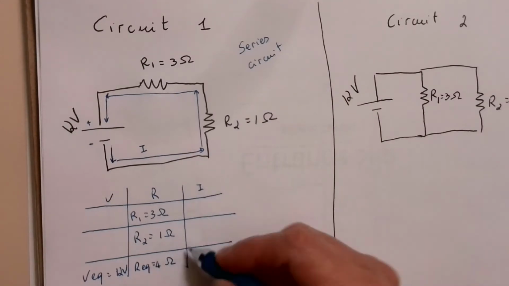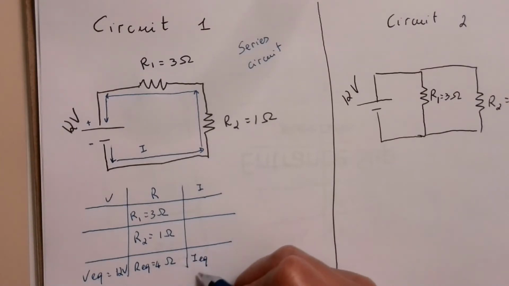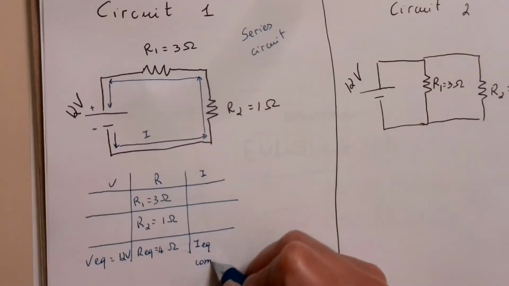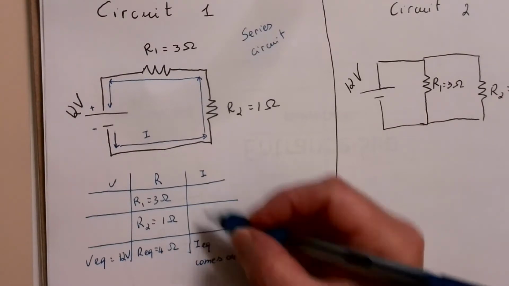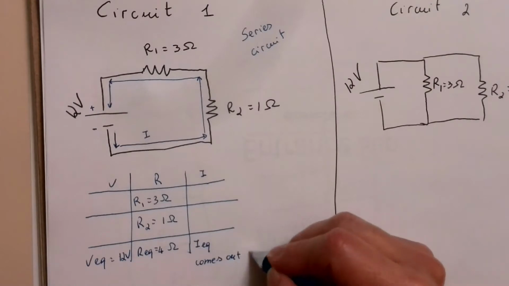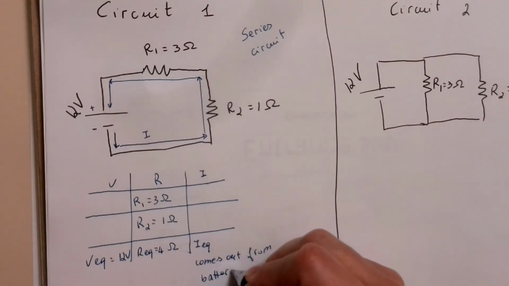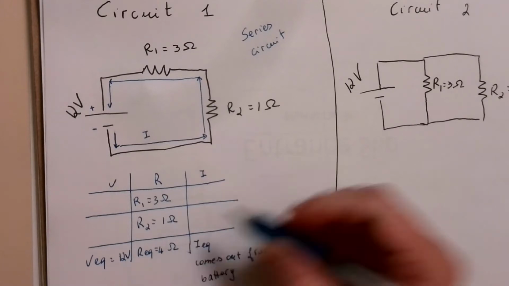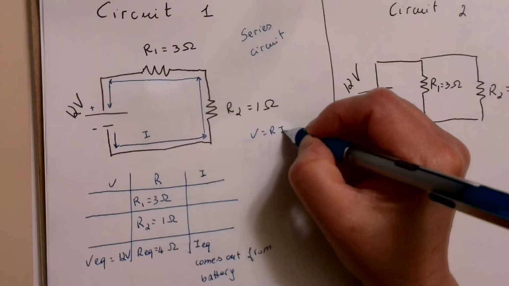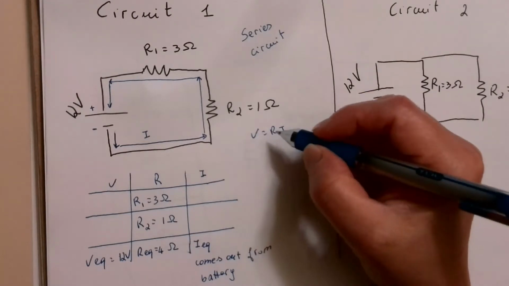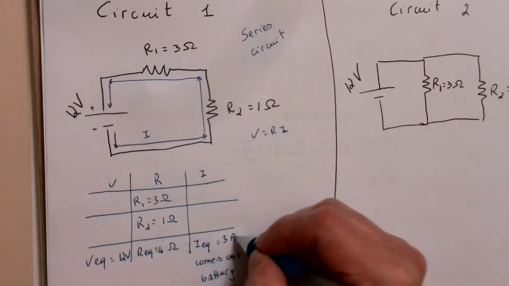At this point, the current, which is the equivalent one, is the one that comes out from the battery. Every single time, the equivalent resistance is the one that comes out from the battery. Okay, so at this point, you do 12 divided by 4, right? Because your equation is V equals Ri, so I is equal to V divided by R. So 12 divided by 4 is equal to 3 amps.